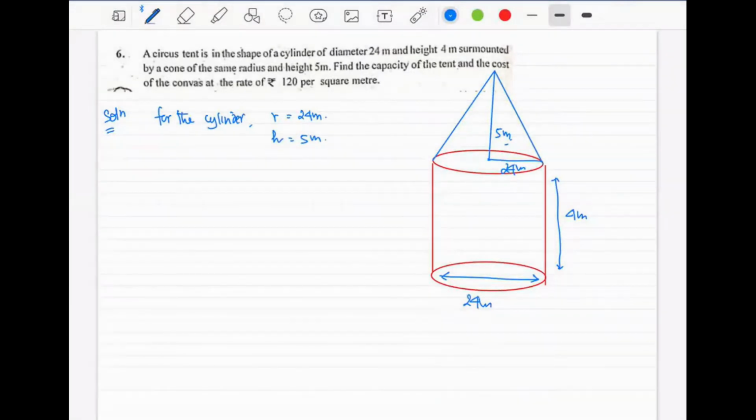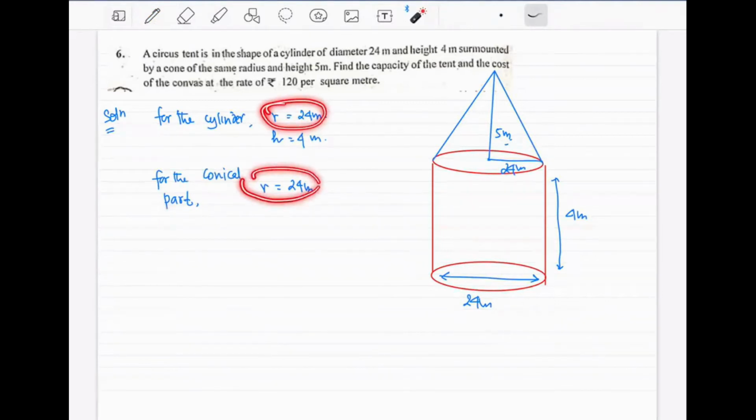Coming to the conical part, the radius is the same, 24 meter. Sorry, the height of the cylinder should be 4. I made a mistake. For the conical part, the radius will be the same as this one, but the height is slightly different.